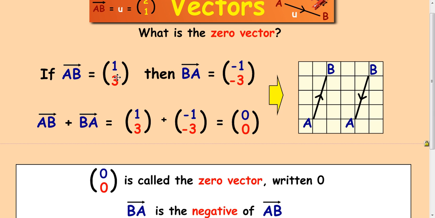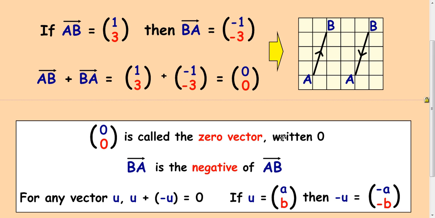Now when you've got A to B it's (1, 3), and you've got BA, which is in the opposite direction, which is (-1, -3). When you add these two together, they cancel each other out and you get (0, 0). This is called the zero vector. It's often just written as 0, and it occurs when you add two vectors that are exactly the same but in the opposite direction.